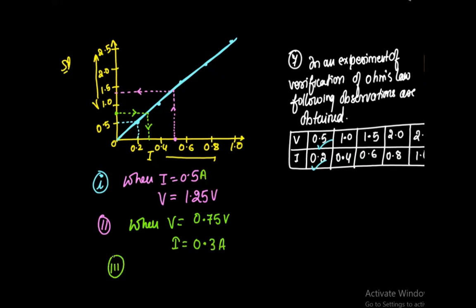Let's check the third part. The third part of the question says, find the resistance. Now you can find the resistance at any point. V upon I. You can take any value of V. You have so many. Let's take the first one. 0.5 volt upon 0.2 ampere. Point removed. Answer is what? 2.5. Is that clear to you? Answer.